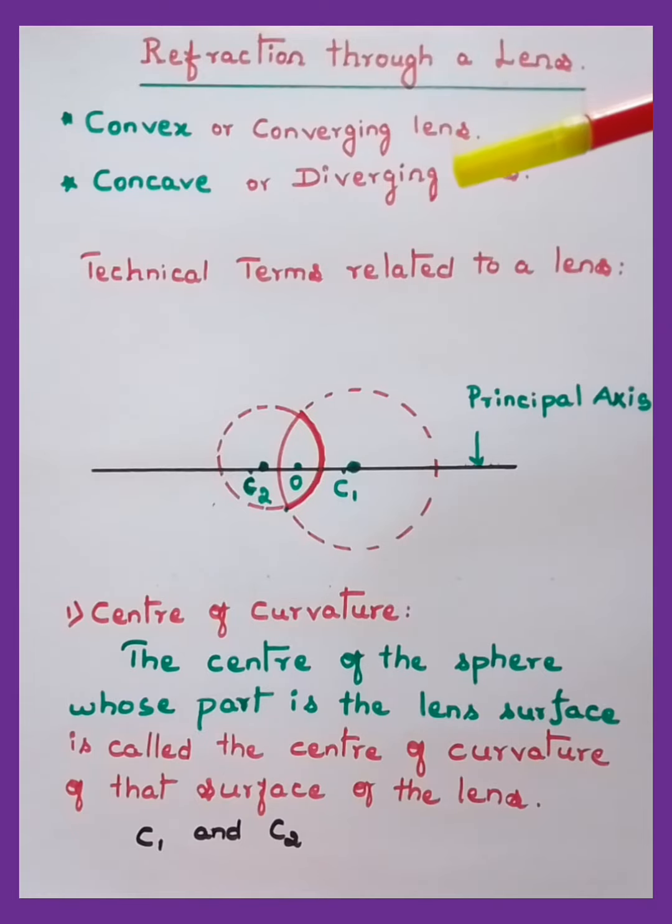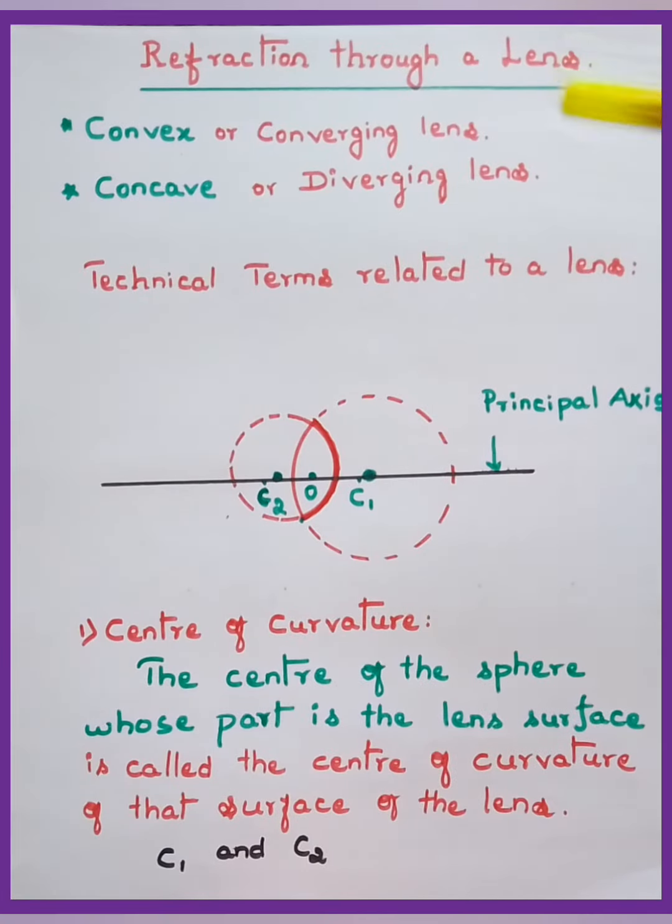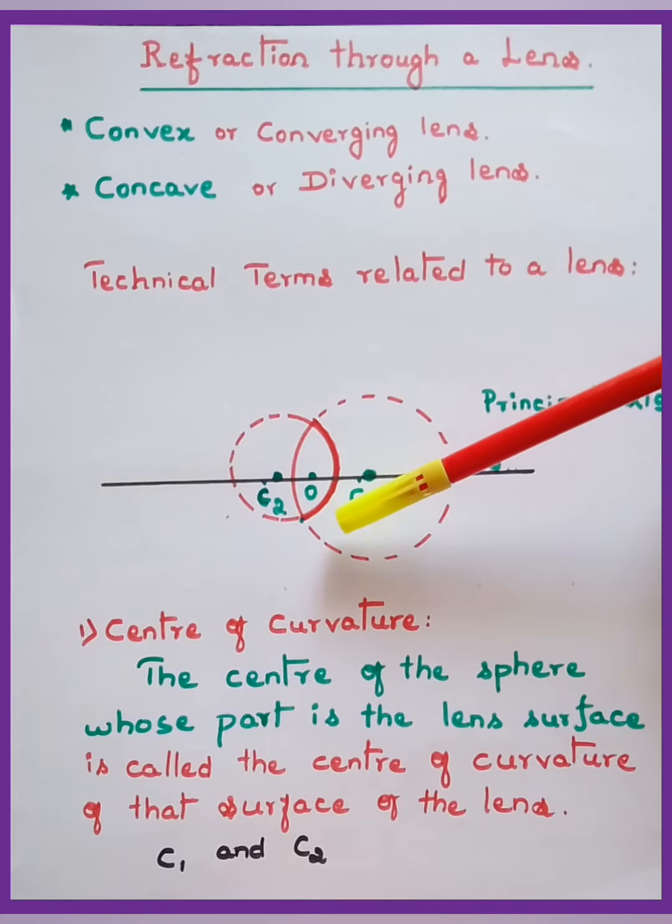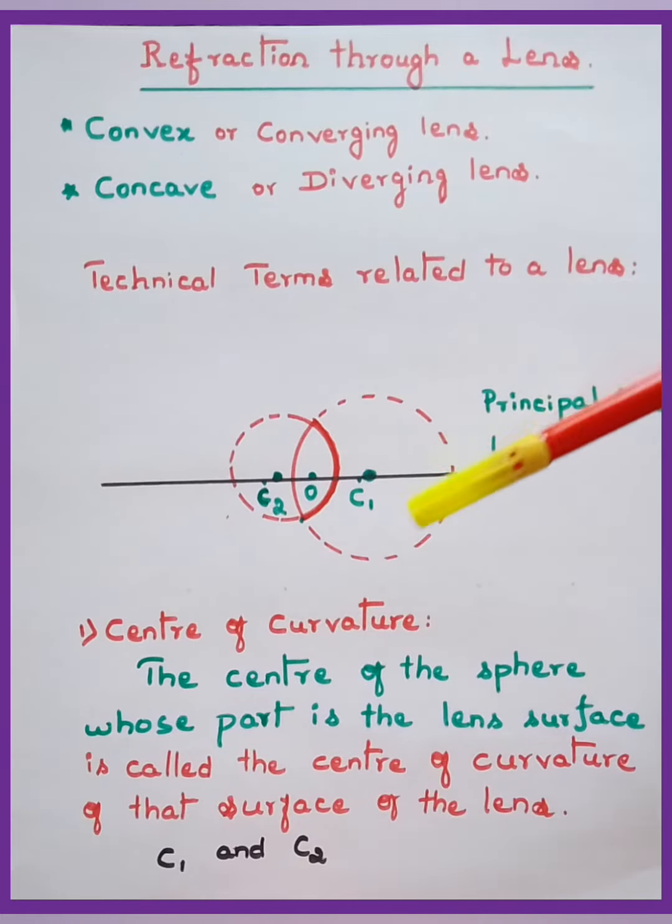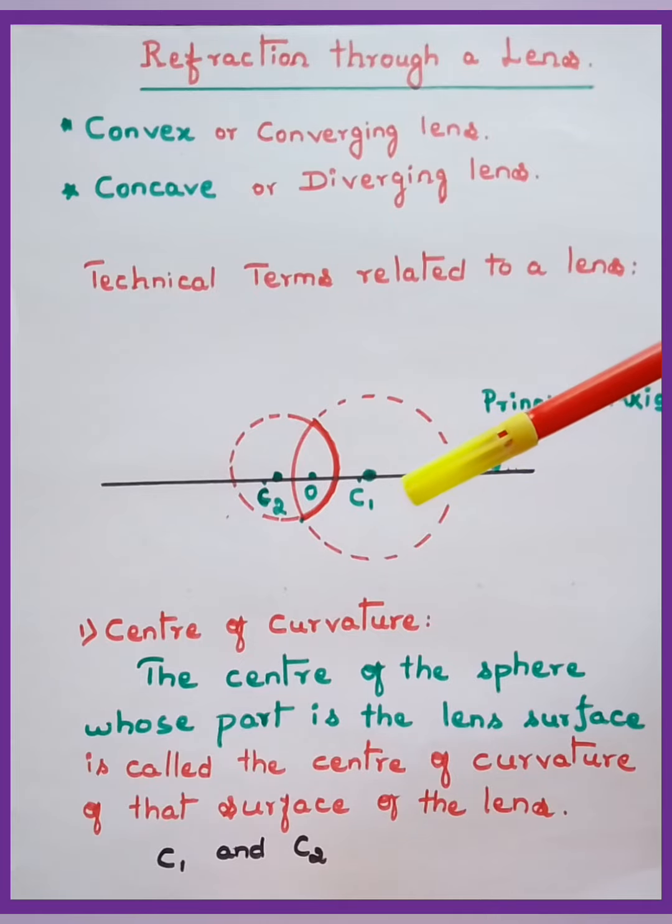We shall move to the video now. Come, let's learn about refraction through lens. A lens is a transparent refracting medium bounded by either two spherical surfaces or one surface spherical and the other surface plane. So I hope you are familiar with the lenses.